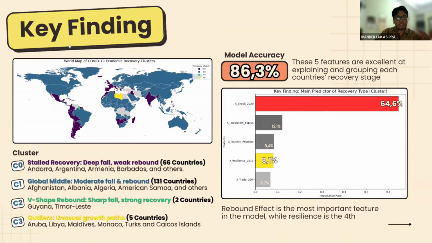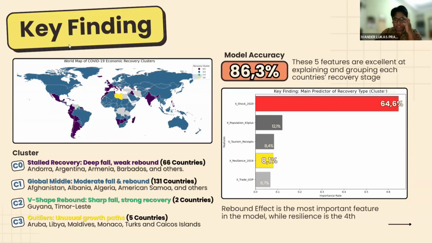Okay, we're moving on into the second section of key findings. We're going to talk about the model accuracy. So our random forest model achieved 86.3% accuracy, showing that the selected features explain recovery patterns very well. The rebound effect, basically how bad 2020 was, dominated with 64.3% importance, followed by economic and demographic structures. Surprisingly, our resilience index built from WDI and GHS COVID data contributed only 8.1% to explaining recovery type.